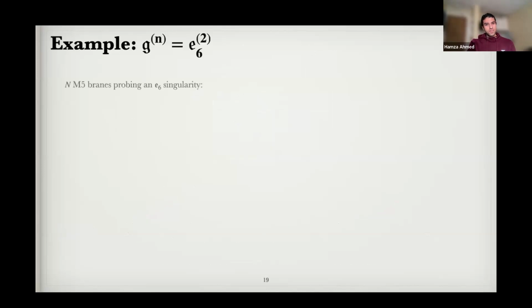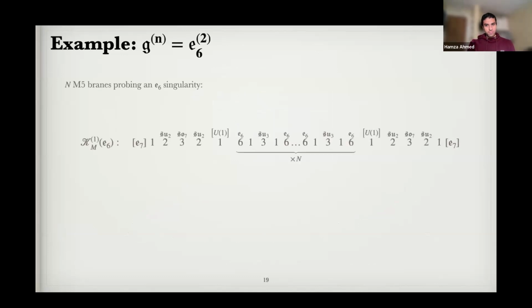So let me illustrate this via an explicit example. So consider some number of 5 branes probing an E6 singularity. And so this is the full theory on the tensor branch. And naively now you may expect that this theory has a charge conjugation associated to each of the E6s and the SU3s in this chain.